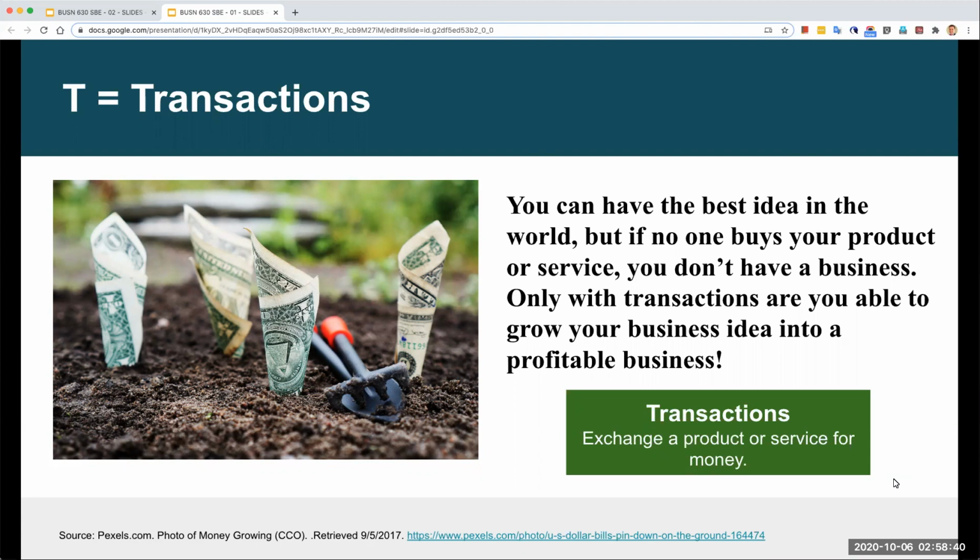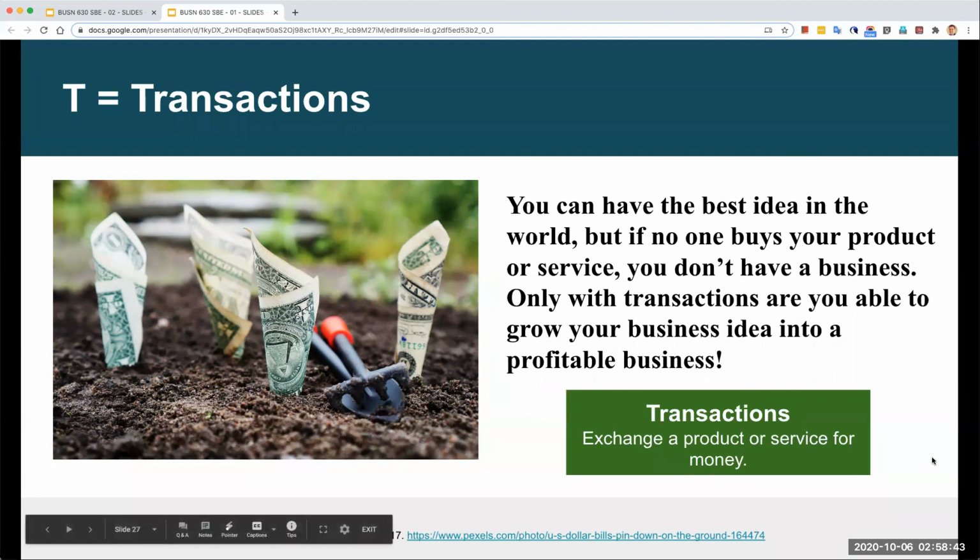So transactions are key, being able to have people pay for your product or service.